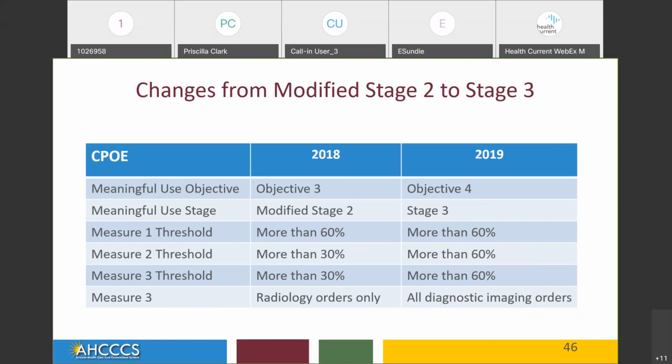For Measure 3, the threshold increased as well. In PI 2018, it was more than 30%, and in PI 2019, it was increased to more than 60%. An additional change to Measure 3 was that in 2018, only radiology orders were included in Measure 3 for the numerator and denominator. Now in PI 2019, it is all diagnostic imaging orders.